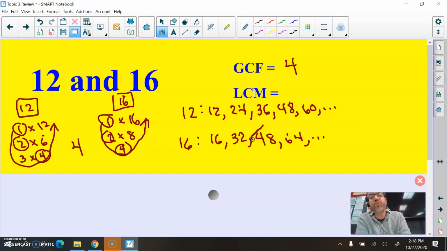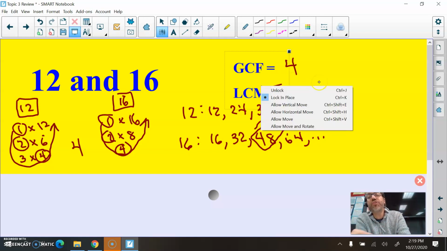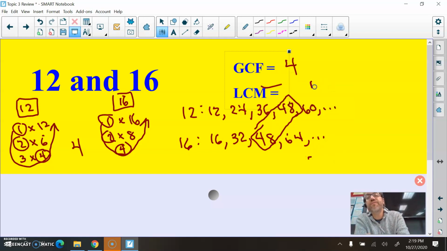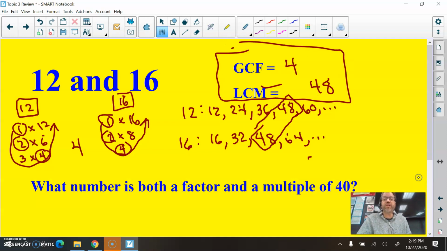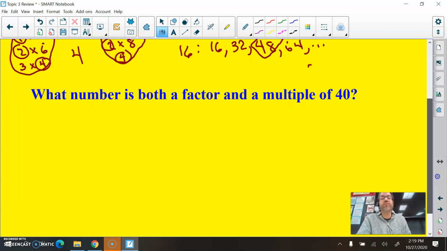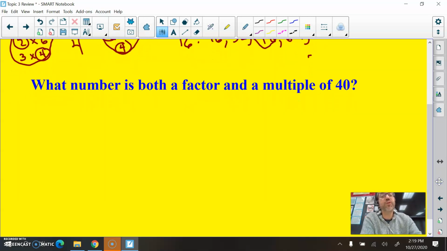I'm noticing 48 is in both of these lists of multiples. And it's the first one that appears that's in both of these lists. So my least common multiple here is 48. Okay? All right, now very quickly, what number is both a factor and a multiple of 40? What number is both a factor and a multiple of 40?